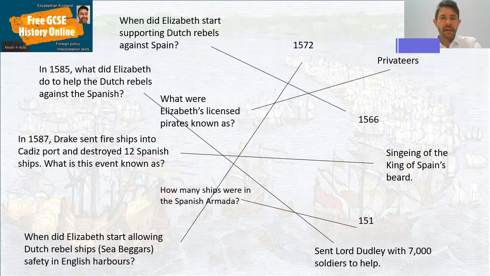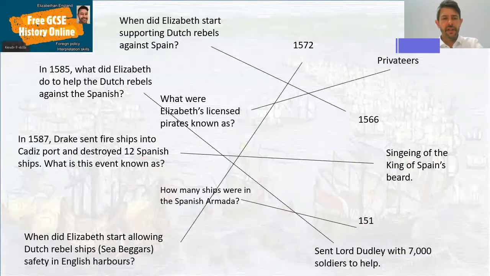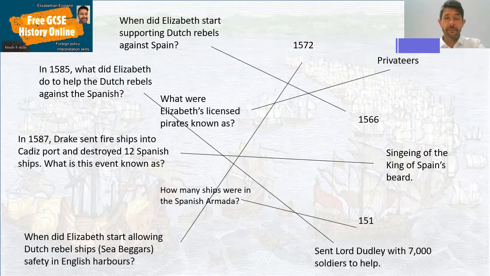So what were Elizabeth's licensed pirates known as? They were the privateers, people like Drake in particular, and Raleigh sending off his pirates as well. Then jumping up another place in time, 1587, Drake sent fireships into Cadiz and destroyed 12 Spanish ships. What was this known as? Well, this is the singeing of the King of Spain's beard.